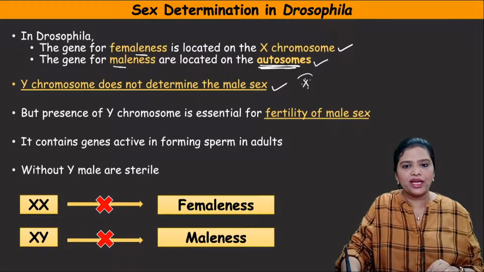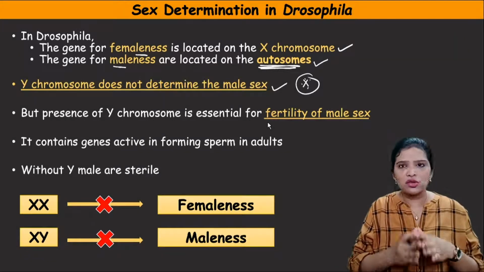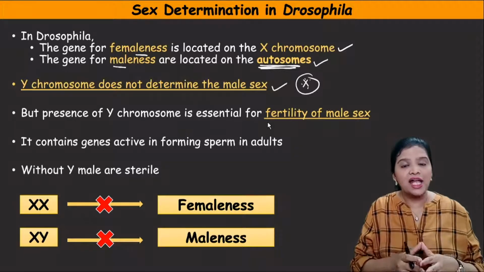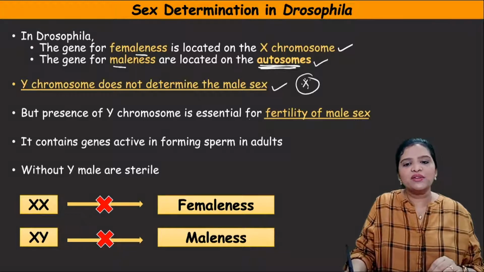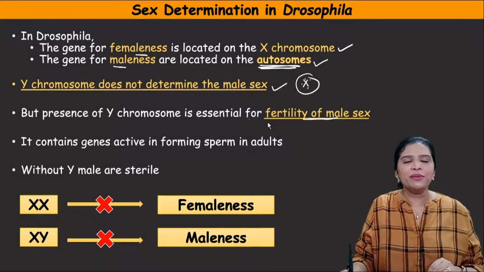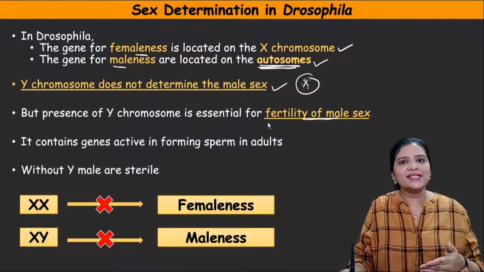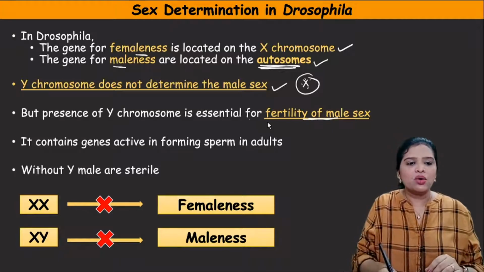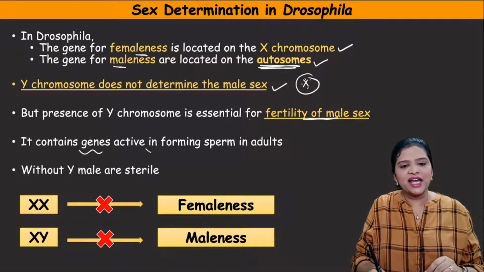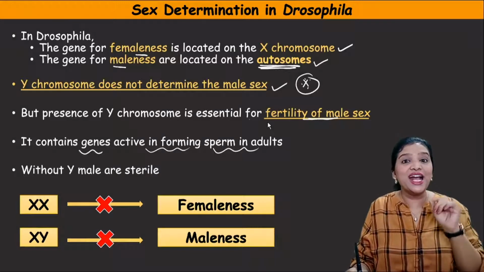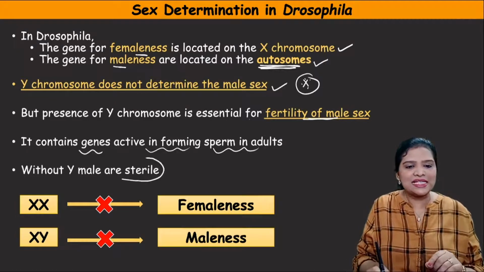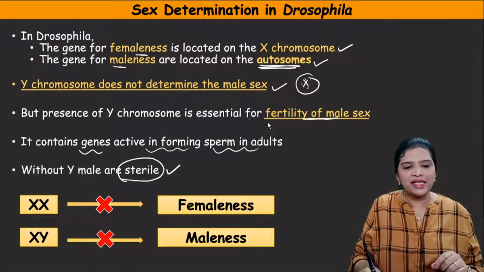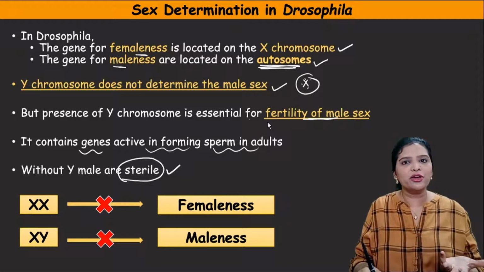This is important. That doesn't mean that the Y chromosome is not present in Drosophila. It is present, and it is also essential. Why? Because the Y chromosome is essential for the fertility of the male. What do we mean by fertility? In order to reproduce, the organism has to produce sperms. The Y chromosome contains genes that are active in forming sperms in the adult Drosophila. So any Drosophila without the Y chromosome will be sterile. Sterile means they are not able to reproduce because they are not producing any sperms.